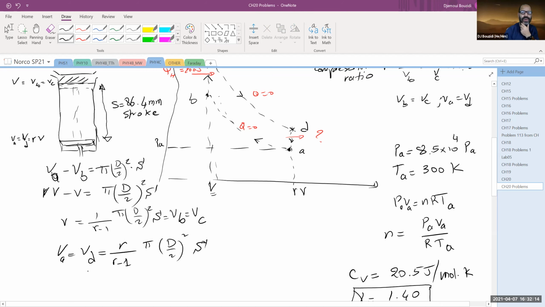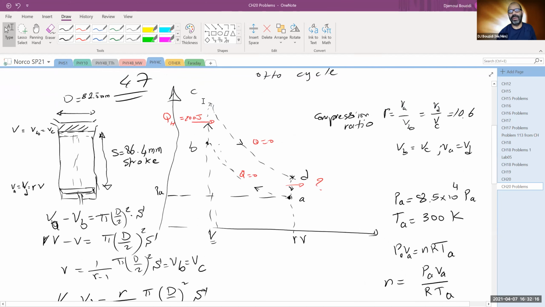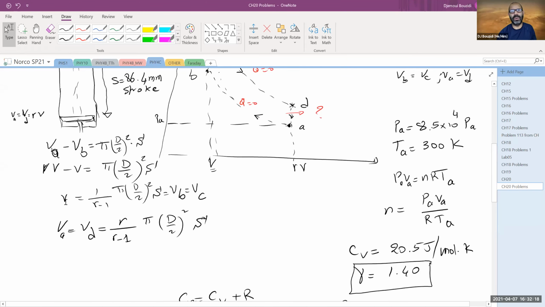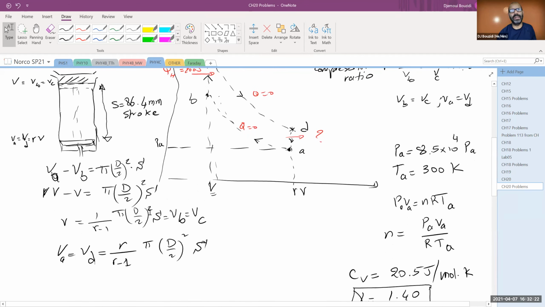And this is VD. I'm sorry. So VB and VC are the same, and they are equal to V. And VA and VD are the same, and they are equal to R times as much. Is this clear for the volumes? Sorry about the confusion that I may have just injected in here. Good.